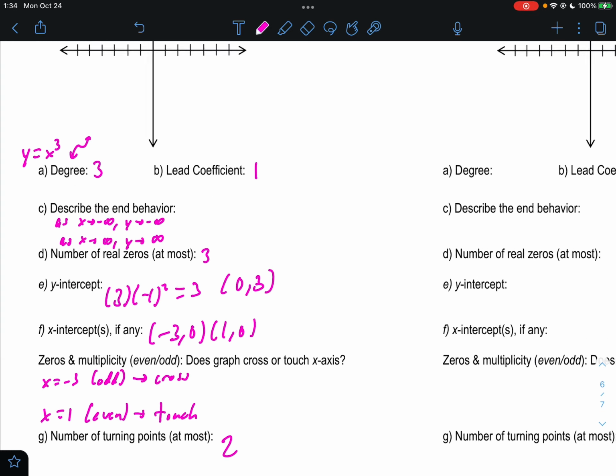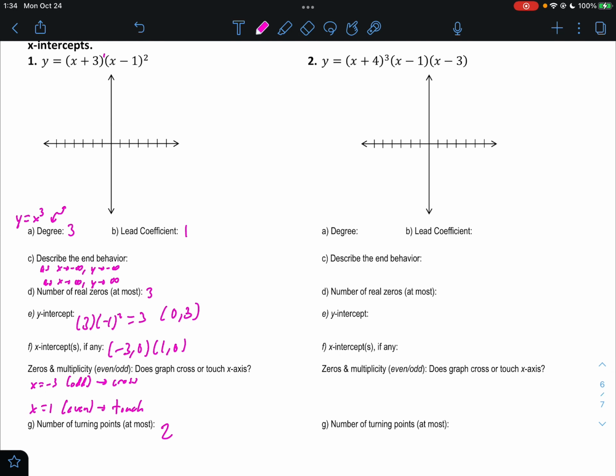Now we have all the information we need to graph this. Let's plot the points that we know. The y-intercept of 0, 3. X-intercepts at negative 3, 0, and 1, 0. And we know it's going to start over here and end over here, thanks to our end behavior. So our graph should look something like this when we're done.